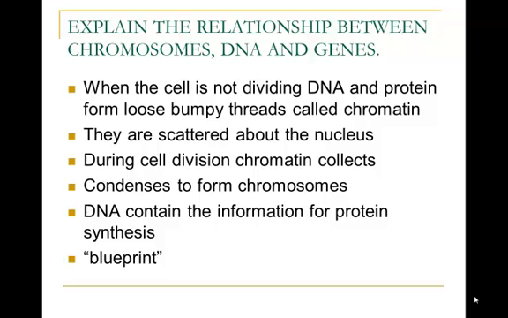When we talked earlier, we said that the center of our cell, the nucleus, has our DNA in it. When the cell's not in a state of division, the DNA and protein are these loose, bumpy threads scattered throughout the nucleus. It just looks like little squiggles in the picture. When the cell is about to divide, this chromatin collects and condenses into what we know as a chromosome. In that structure, we have the information for our protein synthesis, which is why we call it blueprints. I like to think of it like our recipe book. It's got all the recipes we need to build our proteins.